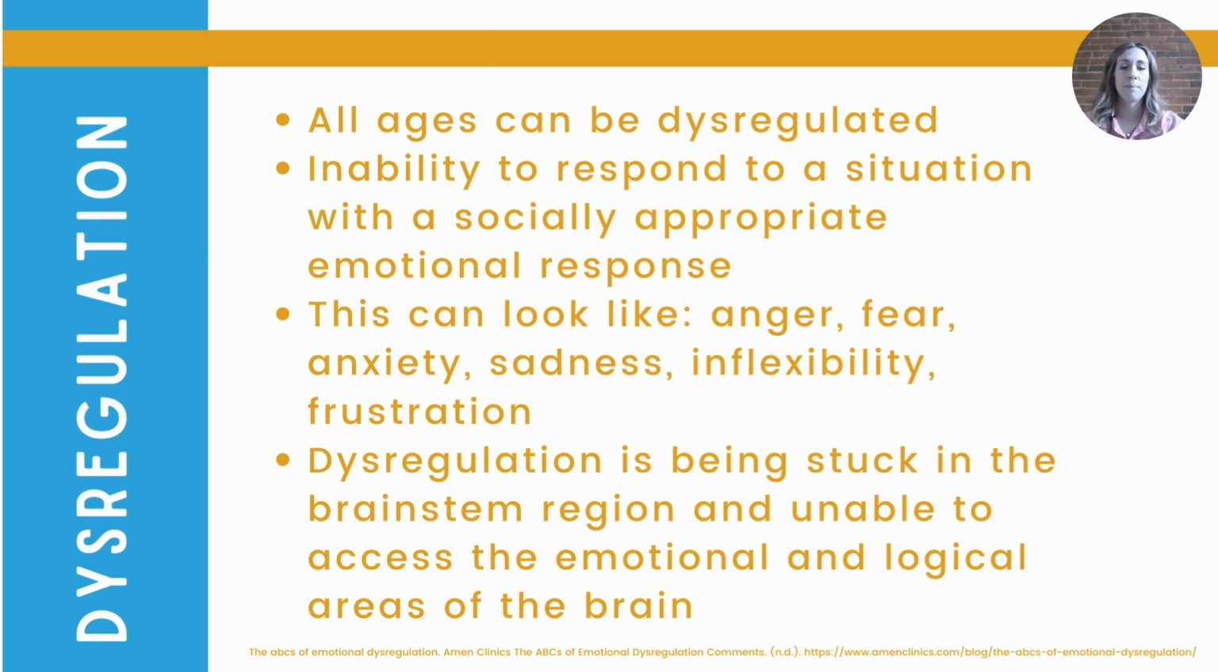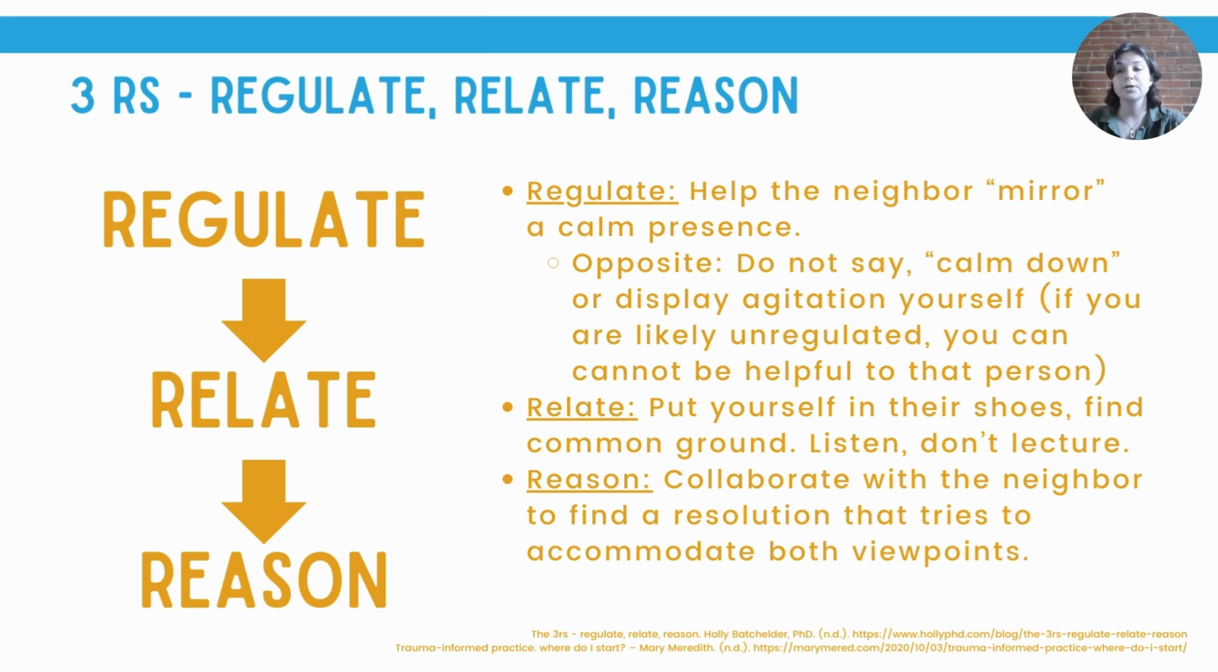What should you do if someone seems to be displaying anger, fear, anxiety, sadness, inflexibility, or frustration while at the food pantry? The three R's can help calm someone down so that they can process information beyond their brainstem. They stand for regulate, relate, and reason.